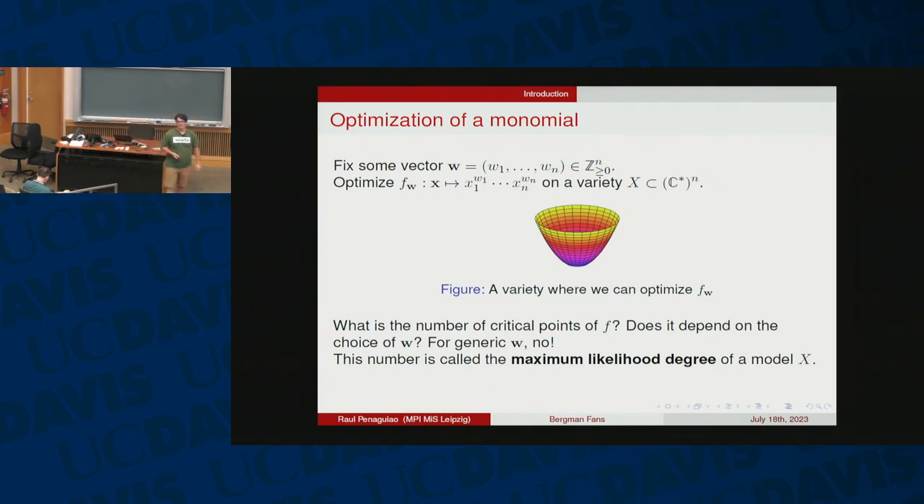OK, so now to tie back to combinatorics, if X, our model, turns out to be a linear space, this ML degree has been observed to be the beta invariant of the matroid associated to the vector space. We've seen matroids in these talks yesterday and today. To any vector space, we can associate a matroid, and to any matroid, we can associate this beta invariant. OK, so this is the first problem.